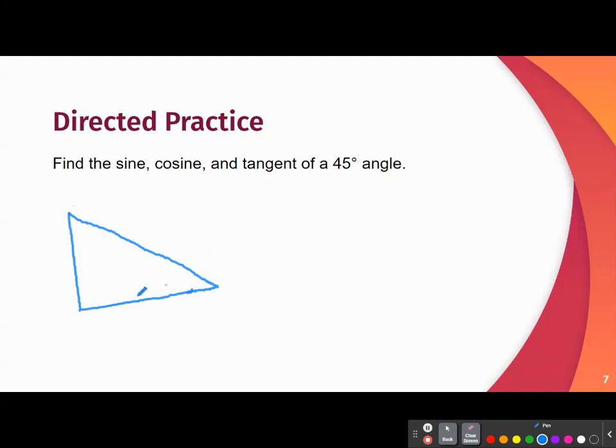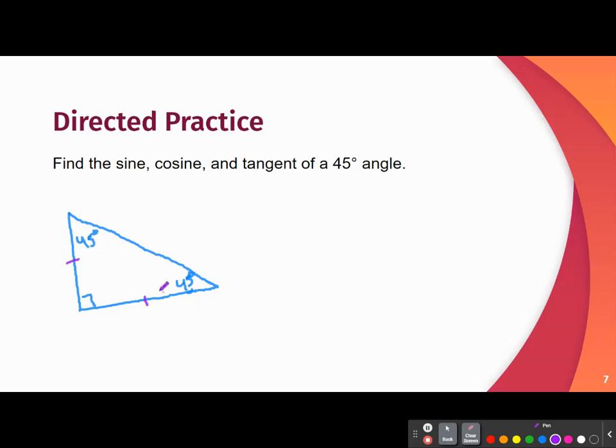Now it says a 45-degree angle. Well, if it's a 90 and this angle over here is 45 degrees, what's this angle over here going to be? 45 degrees. Well, don't we know something about these types of triangles?